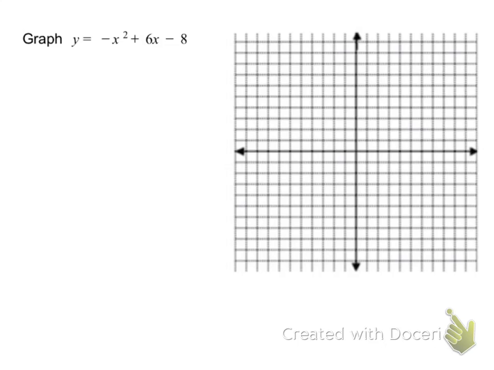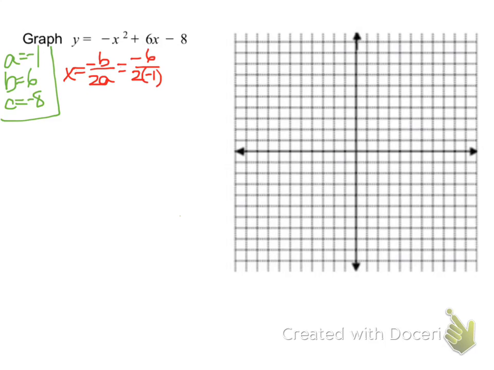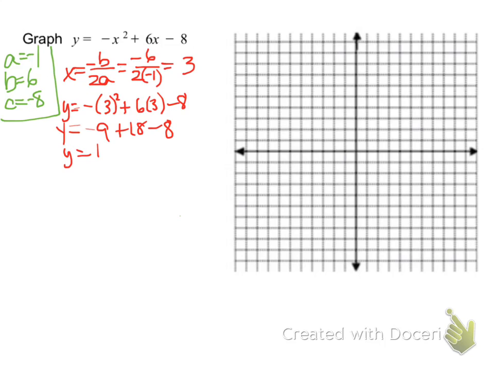So negative x squared plus 6x minus 8. First of all, my a is negative 1, my b is 6, and my c is negative 8. So I need to find the vertex. The opposite of b over 2a is negative 6 over 2 times negative 1, and this is 3. Now to find the y-coordinate, I'm going to plug that back into the function. Negative 3 squared plus 6 times 3 minus 8 gives us 1. So my vertex is at (3, 1).